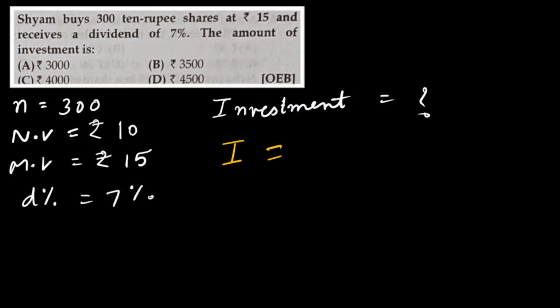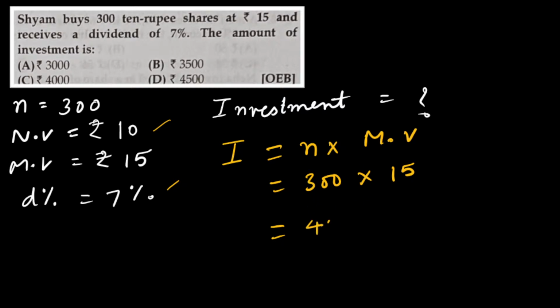Yes, we can use the formula of investment. That's the first formula I gave you: number of shares into market value. Number of shares here is 300. Market value is 15. So it's a direct question. Few extra things are given to us just to confuse you because we are doing MCQs. You don't have to get confused. Just go with the formulas. Number of shares into market value, 3 into 15 is 45, so 4,500 is the answer, option D.